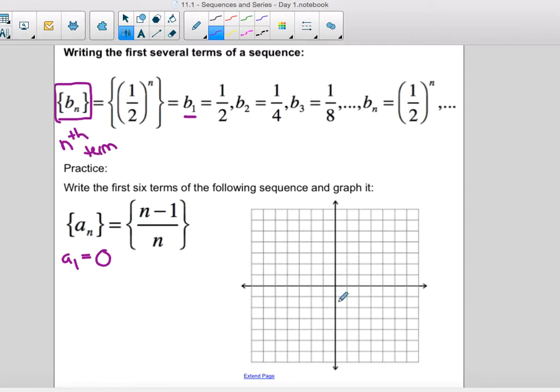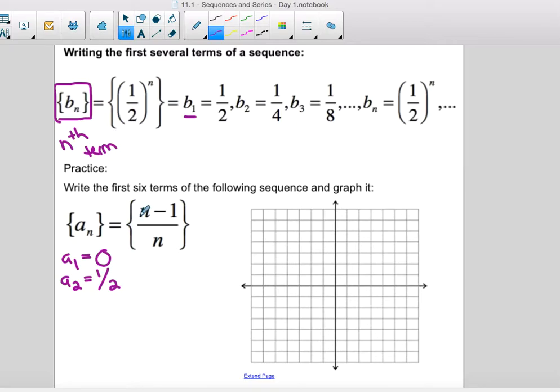I'm not going to worry so much about graphing. It's not that important. But a sub 2 would be the second term. So if I plugged in 2, I'd get 2 minus 1 over 2, which would be 1/2, right? And on and on and on.